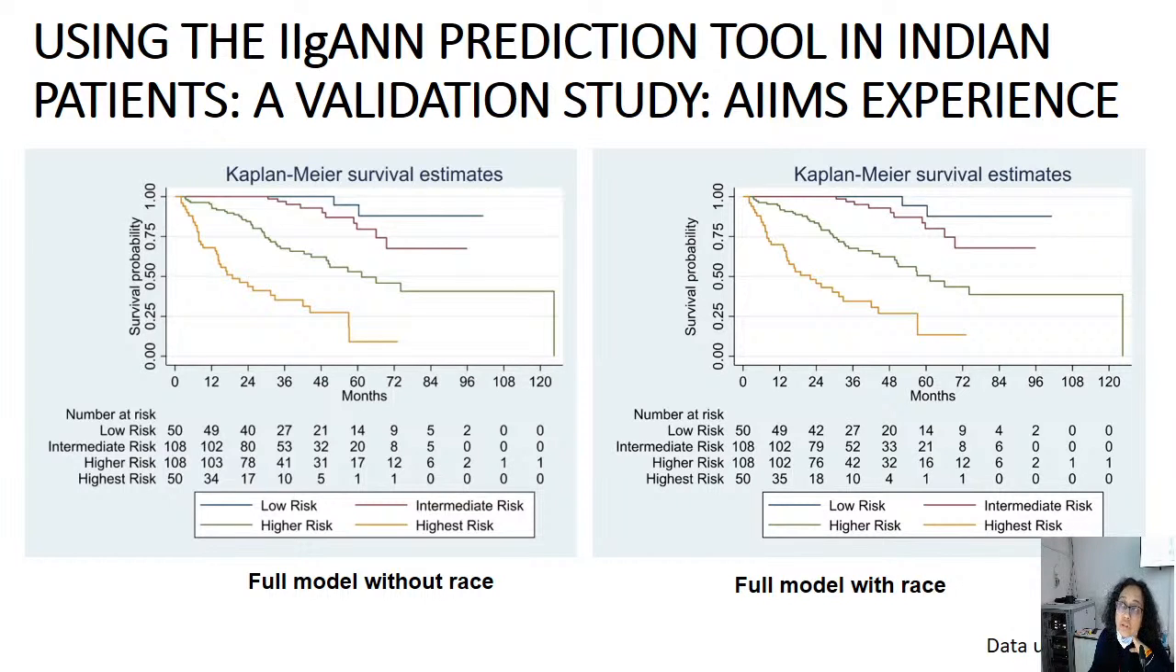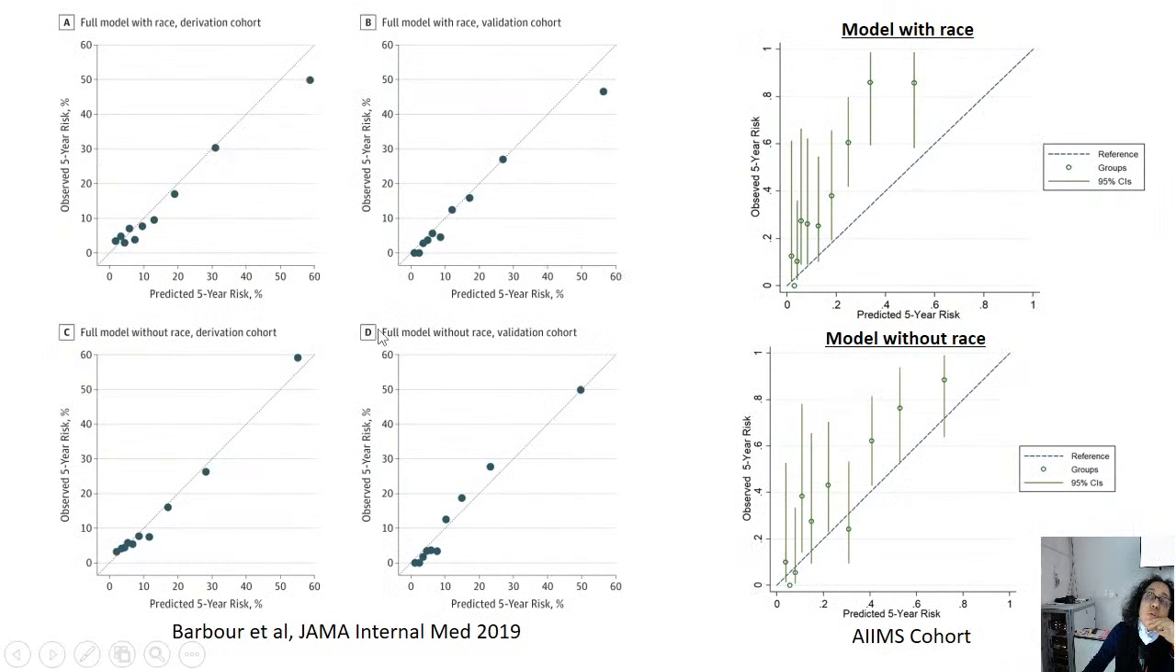And if you look, both the models separated the risk groups very well in our cohort. So a patient who is low risk has definitely a better survival than an intermediate risk, the higher risk, and the highest risk group. And this was true for both the models. But then if you look at the subsequent progression, it varies completely. So this is the original model. And you see there is a very good concordance in the observed and the predicted risk.